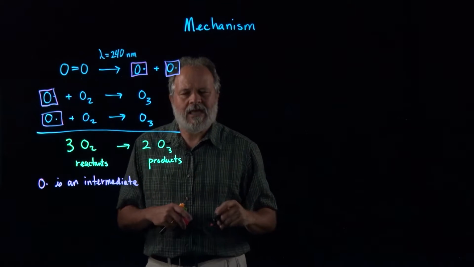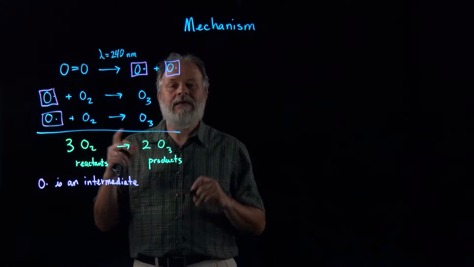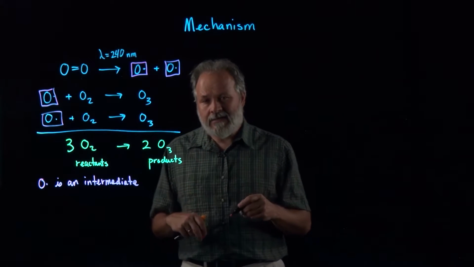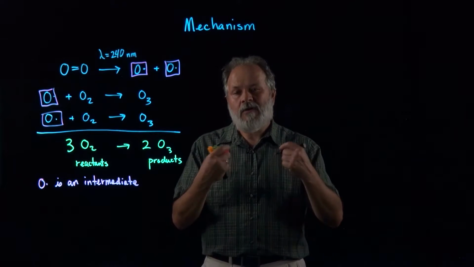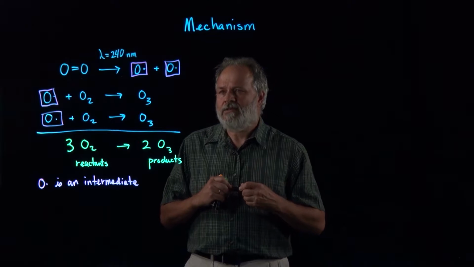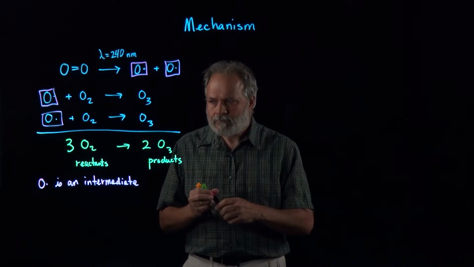So the key that you have an intermediate, it does not appear in the overall balanced reaction, and it's not anything there at the beginning or at the end. It's made and in the process used up to create something else. Okay, so that is the 3 terms we use for this particular mechanism.